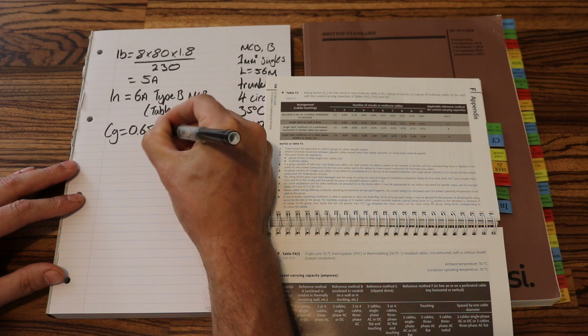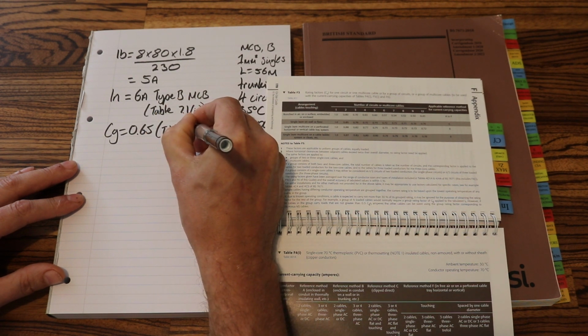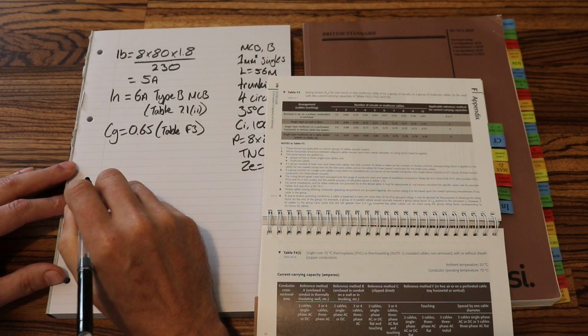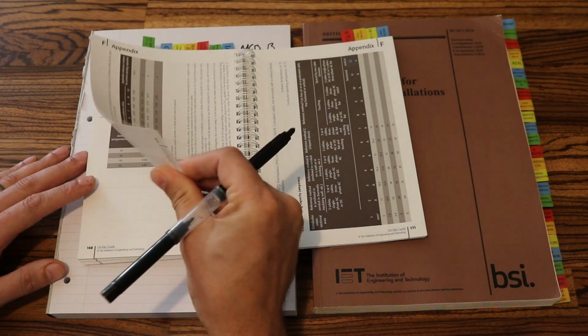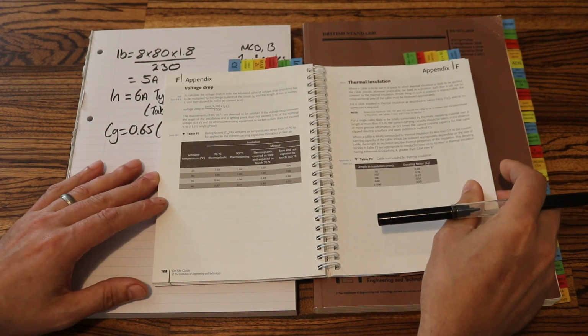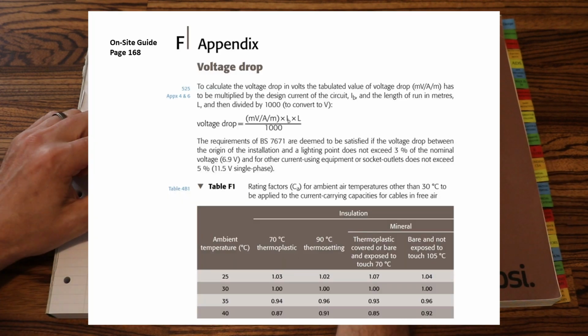And again, reference the table, table 3F. And then we had ambient temperature, that's on the page beforehand. So we're now looking at table F1.